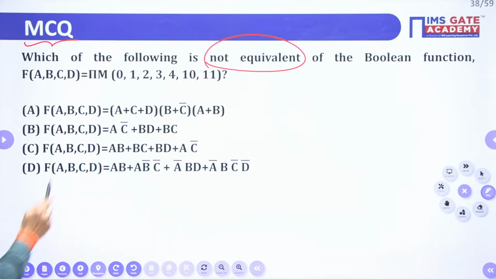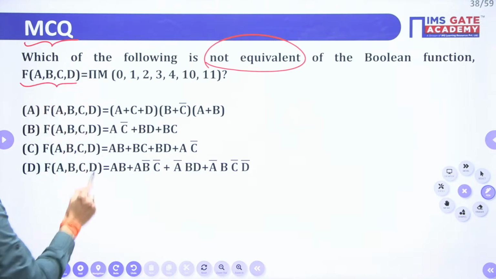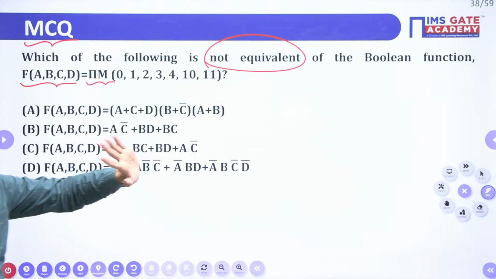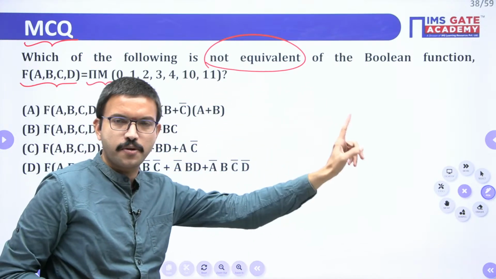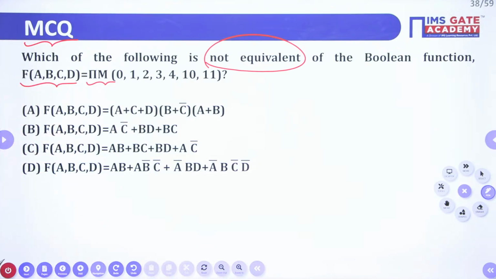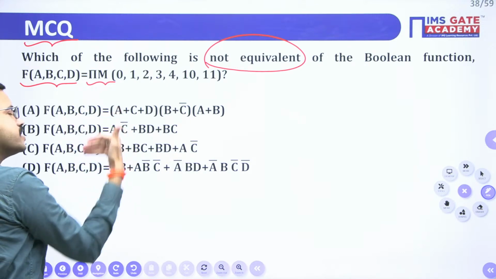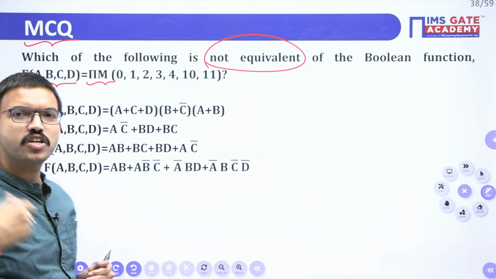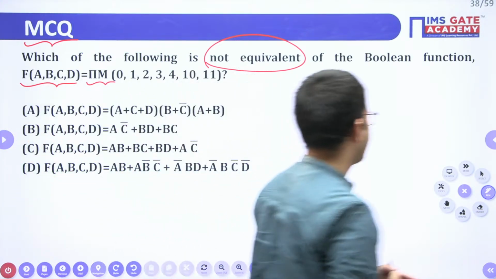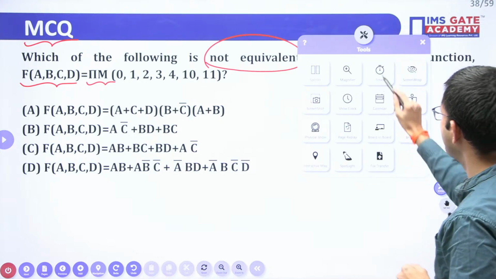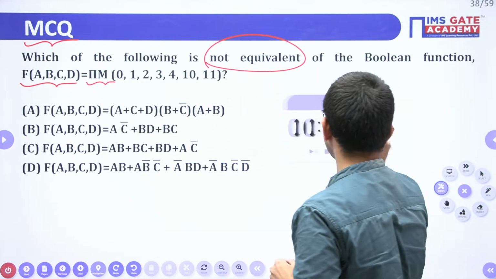Here in this question they have given one function which is product of max terms, and they have given choices. See, in this question they are not asking the minimized function. They are just asking not equivalent of the Boolean function. So that means among 4 choices, 3 choices will be equivalent for the given function. 1 choice will be not equivalent, just like the previous question. So you have to focus carefully regarding the terminology.